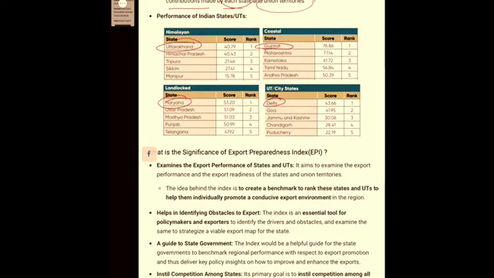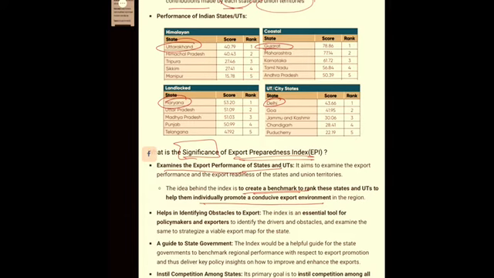What is the significance? This is the most important point. Why is this Export Preparedness Index very important? Because it examines the export performance of the states and union territories. It aims to examine the export performance and the export readiness of the states and union territories. The idea behind the index is to create a benchmark to rank these states and union territories to help them individually promote a conducive export environment in the region.